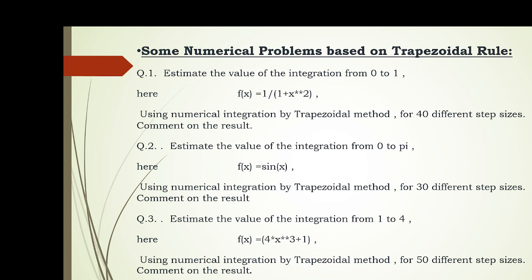Next, I have written some numerical problems based on the trapezoidal rule. First, estimate the value of the integration from 0 to 1, where f of x is equal to 1 divided by 1 plus x squared, using numerical integration by the trapezoidal method for 40 different step sizes, and comment on the result. I will show you the Python code for solving this problem. Here I have written three numerical problems. I think you may solve these yourself after I show you the Python code. Okay, here I am showing its Python code.